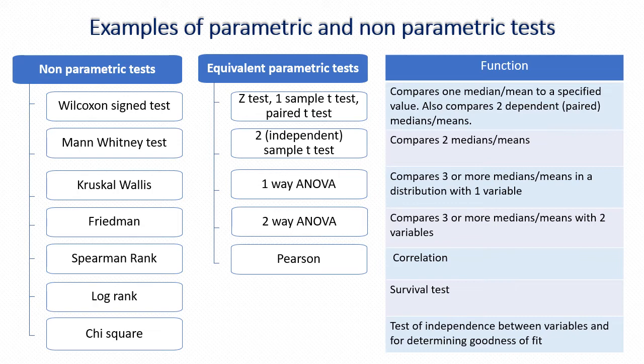And if we were to perform a survival function test, then the log rank test comes into function. I'm not very sure about its equivalent parametric counterpart. And the same goes for the chi-square test. It is a non-parametric test which is usually used to test for independence of two variables and also for determining goodness of fit. So before performing these tests, you should always check if your data set is normally or non-normally distributed.